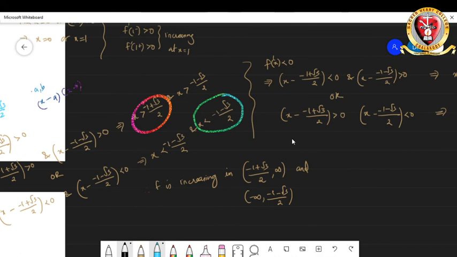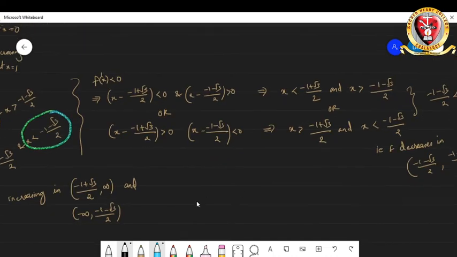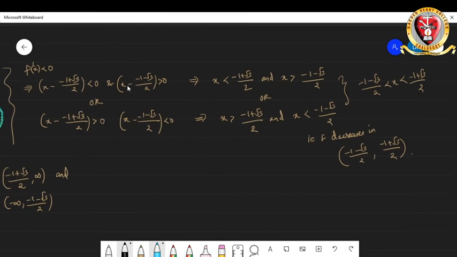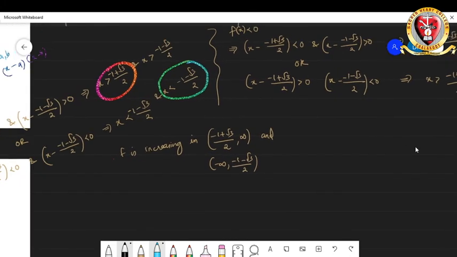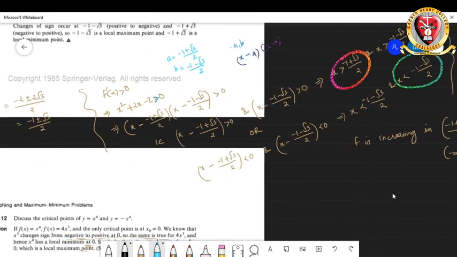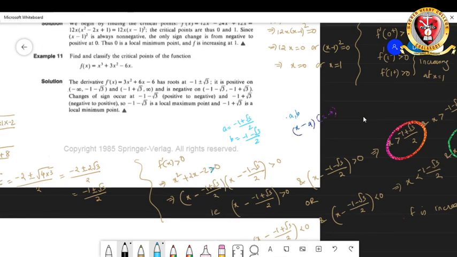In the same manner, the product being strictly less than 0 means that one of them should be positive and the other should be negative. So the logic applies here, and you can look for the simplification, and at the end you get that x should be inside, because of the intersections, minus 1 minus root 3 by 2 and minus 1 plus root 3 by 2. That is, f decreases inside the open interval minus 1 minus root 3 by 2 comma minus 1 plus root 3 by 2. So that is how you solve example 11.